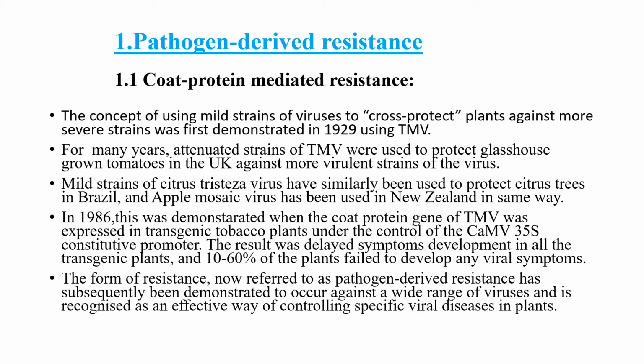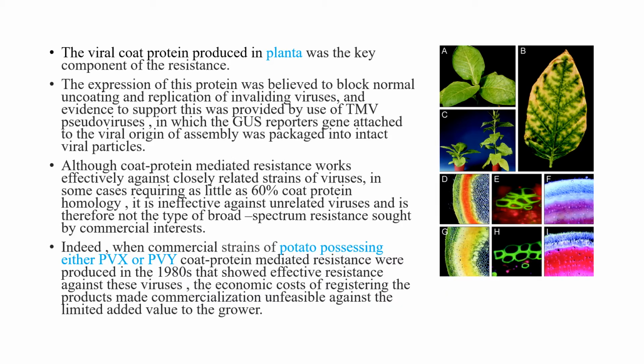This form of resistance is now referred to as pathogen-derived resistance, and has subsequently been demonstrated to occur against a wide range of viruses and is recognized as an effective way of controlling specific viral diseases in plants. The viral coat protein produced in planta was the key component of the resistance. The expression of this protein was believed to block the normal uncoating and replication of invading viruses, and the evidence to support this was provided by use of tobacco mosaic virus and pseudoviruses. In these, a GUS reporter gene attached to the viral origin of assembly was packed into the intact viral particle.